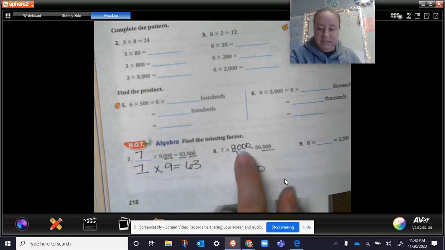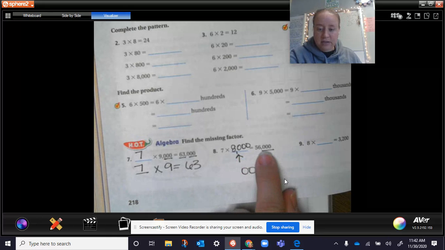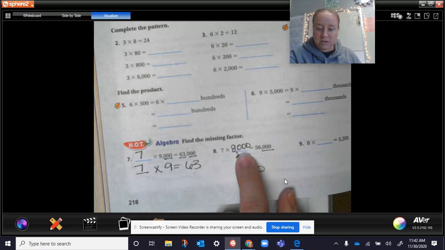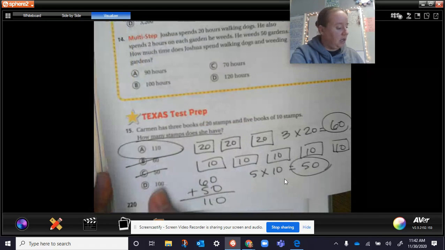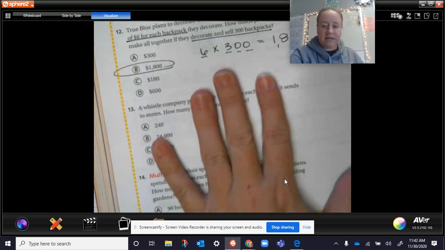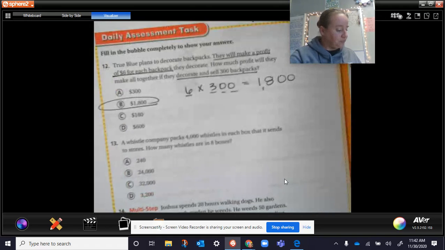And then the 3 zeros, in order to get the 3 zeros in that product there, we had to multiply it. We had to turn the 8 into an 8,000. All right, then, so we went over that. And then we went over number 12 on the next page on 220.